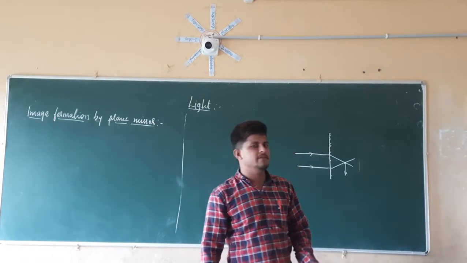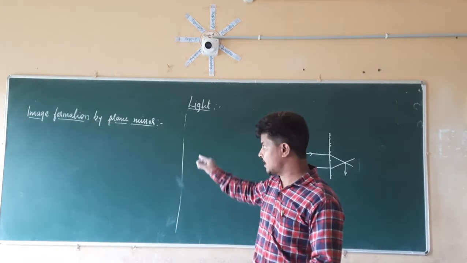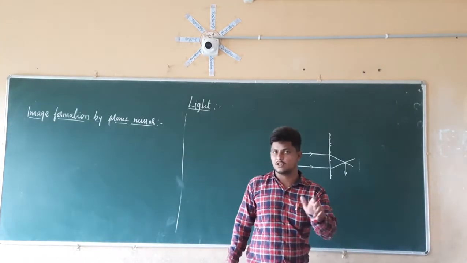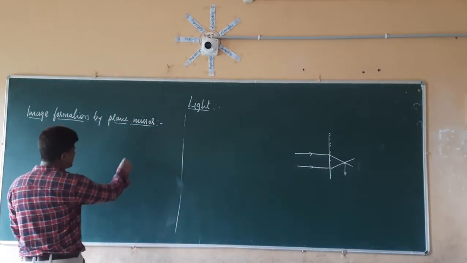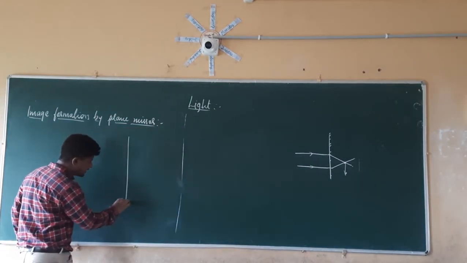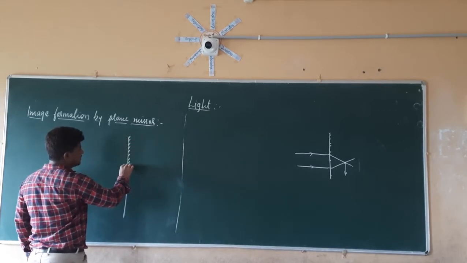In the same manner, we have two types of images: virtual images and real images. About that, while discussing the plane mirror, I am going to tell you. So what is the virtual image and what is the real image? Let us take a mirror here. So this is the mirror. This is a plane mirror.